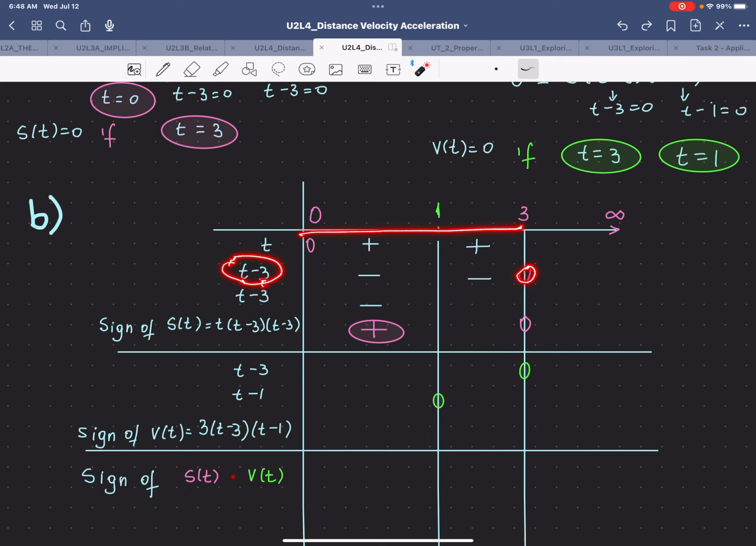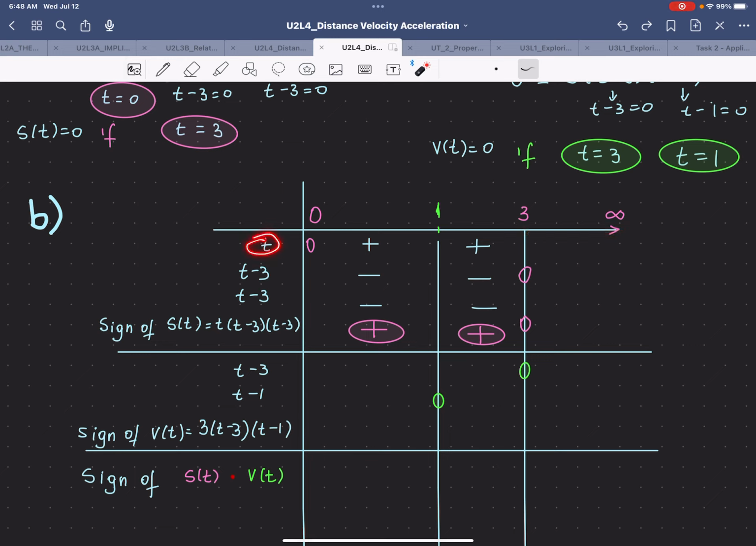So we should get negative. So for example, 1 minus 3 is negative, 2 minus 3 is negative. Now, a number to the left of 3, 2.9 minus 3, is negative. So that's how we determine the signs here. And the other t minus 3 will also be negative, which will make this product right here positive. Now, the last interval is from 3 to infinity.